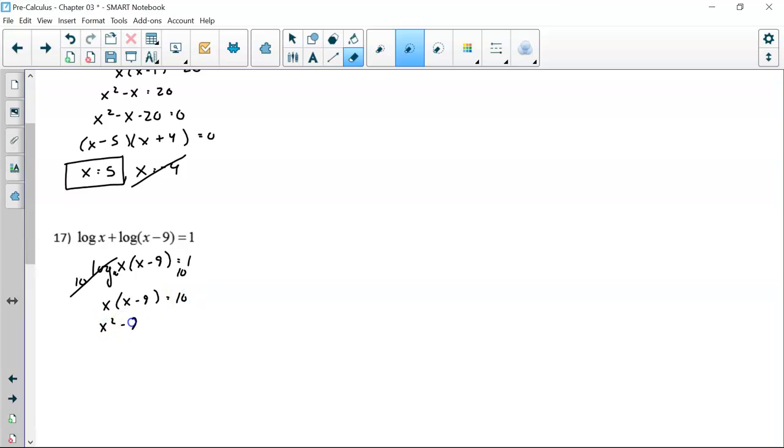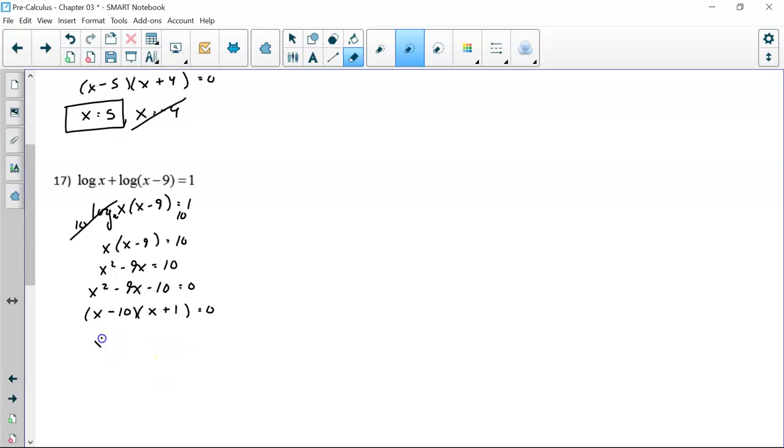x squared minus 9x equals 10. It's a quadratic, get it equal to 0. Subtract 10 from both sides, so x squared minus 9x minus 10 equals 0. And we can factor. x and x. Multiply to negative 10, add to negative 9. It's going to be a negative 10 and a positive 1. So our solutions, x equals 10 and x equals negative 1.